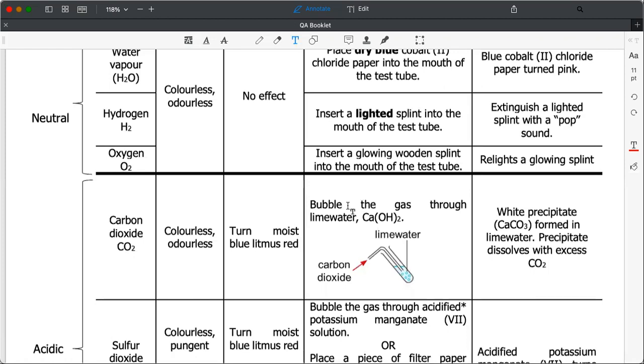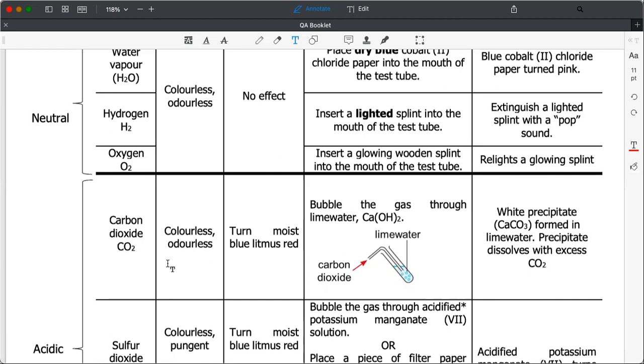Please do not just say pass the gas, say bubble the gas. And the effervescence is not observed in lime water, as many of you have written. The effervescence is observed in the reagent when the acid reacts with the carbonate. Okay, there is no effervescence when the carbonate decomposes upon thermal decomposition. There is effervescence observed when acid reacts with the carbonate.